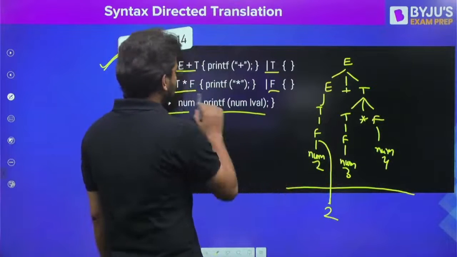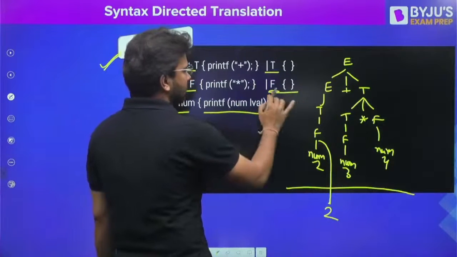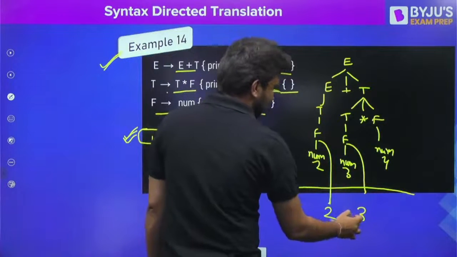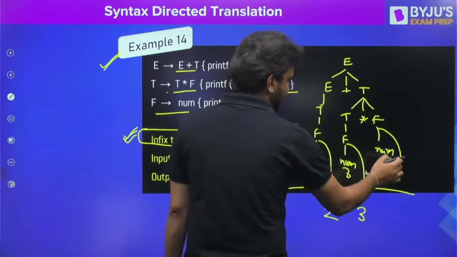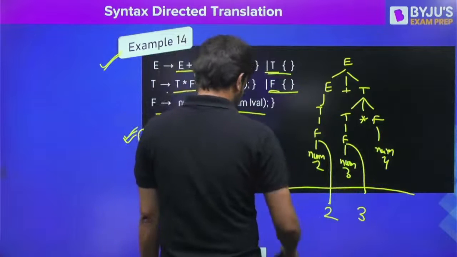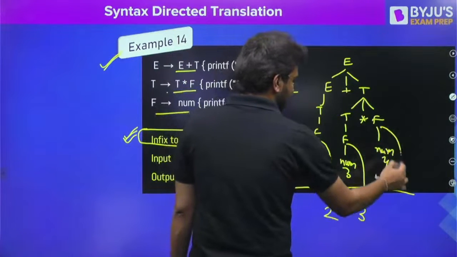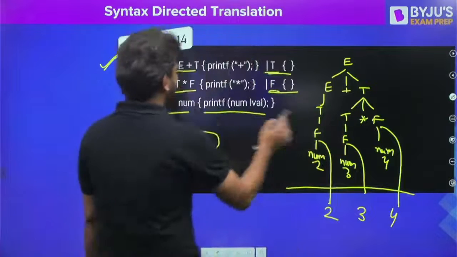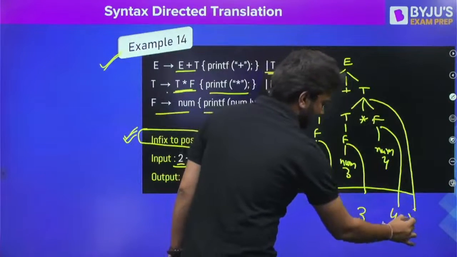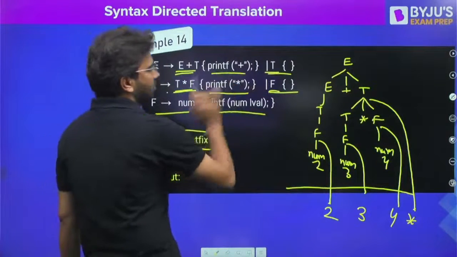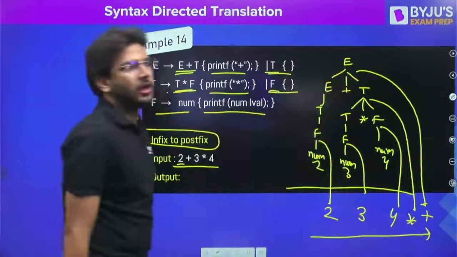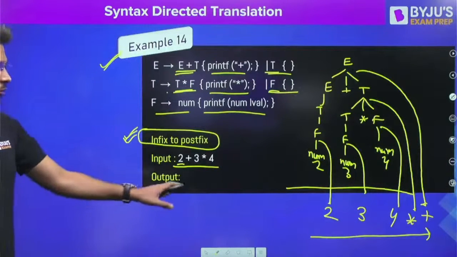After that, if we go further, here we have nothing, right? Similarly, here also we are not having any translation. Further if we go, we are going to get this one, 3. Further if we go, we are going to get, sorry, not this one. Here we are going to get this one, that is 4. Now T star F, so now we are printing star. Just go from here, we are printing star. And then E plus T, we are printing plus. So this one, we are printing plus. So this is going to be the output: 2, 3, 4 star plus.